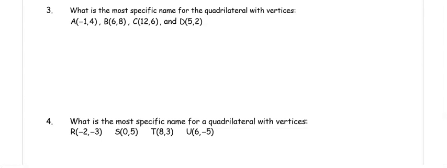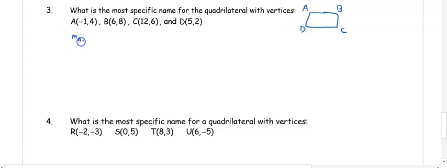In number 3, we have the vertices A, B, C, and D. First, we're going to find the slopes of AB. 8 minus 4 over 6 minus negative 1 gets us 4 over 7. And CD, 2 minus 6 over 5 minus 12 gets us negative 4 over negative 7, which reduces to 4/7.